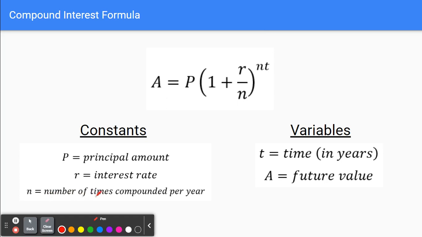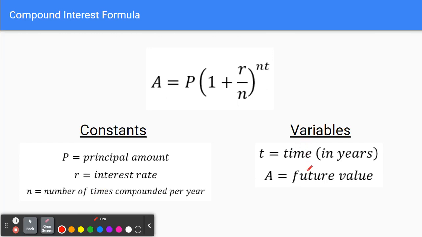N is the number of times that interest is compounded per year. Sometimes interest is compounded annually. In that case, N would be 1, compounded 1 time per year. Sometimes interest is compounded daily. That means N would be 365. So you will have to be told exactly how many times per year that interest is compounded.